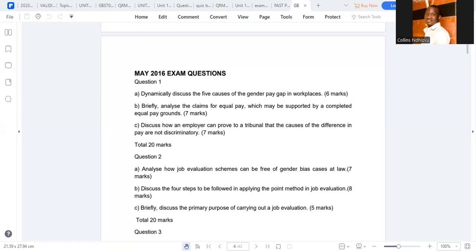Okay. So we want to now analyze why we have these pay gaps, the causes. There are 5 causes of pay gaps. So let's go through them. Number one, we have what we call occupational segregation.